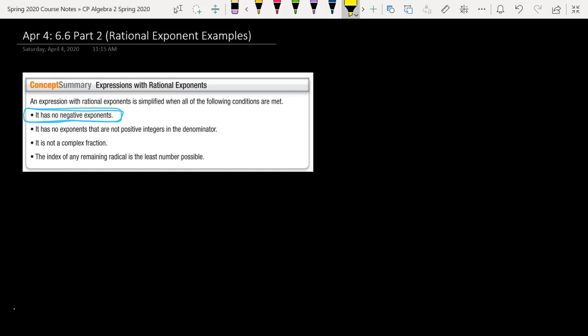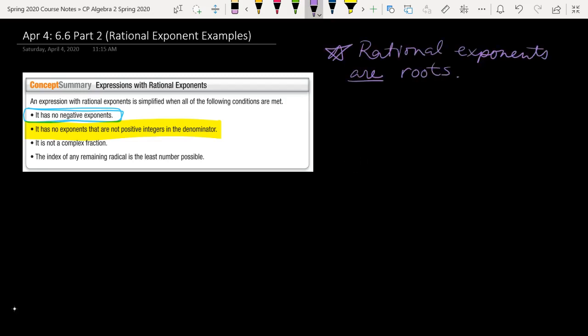The thing on which we're really going to spend most time in this section is this second rule. We want to make sure that we only have positive integers as exponents in the denominator. And that comes from this simple rule. Since rational exponents are roots, if we have them in the denominator of a fraction, that means we need to rationalize the denominator. So we're often going to solve this problem by rationalizing. And we'll see a couple of techniques for that.